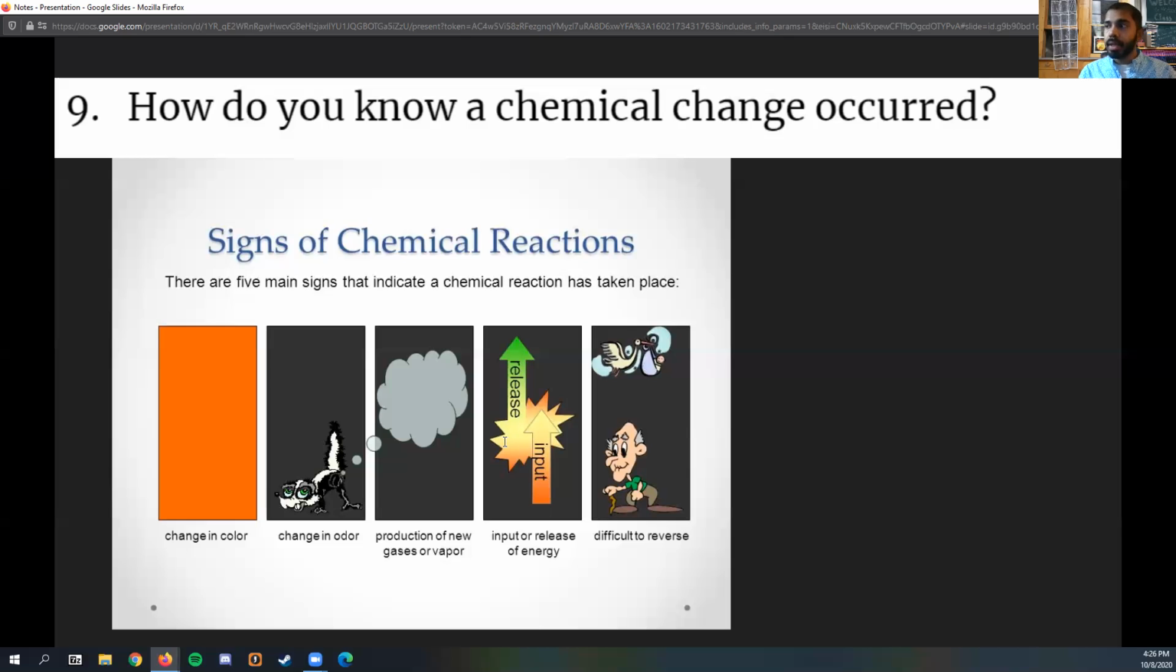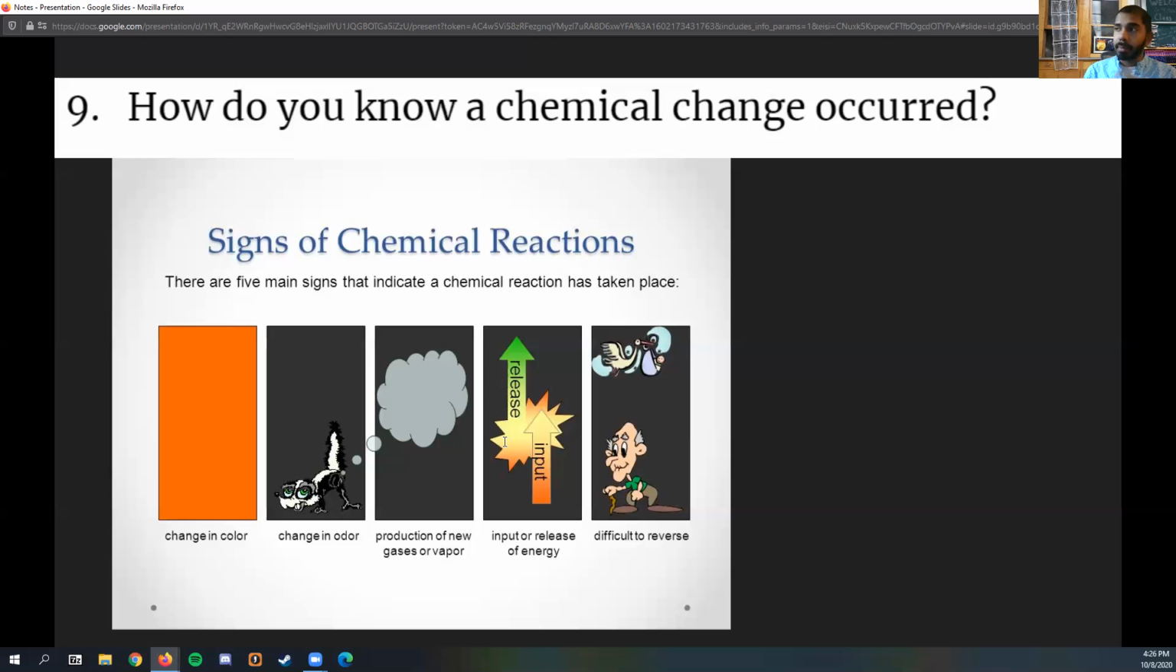The input or release of energy. If you blow up some dynamite, you know for sure that is a chemical reaction, and it's the release of energy that gives it away. If you cook some food, if you cook an egg, the egg changes color. It goes from clear to white, yellow to like orange. And so that's one way. But you've also put energy into the egg, right? You've put in that thermal energy to cook your egg.